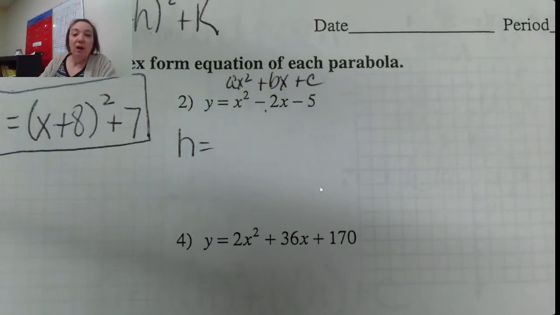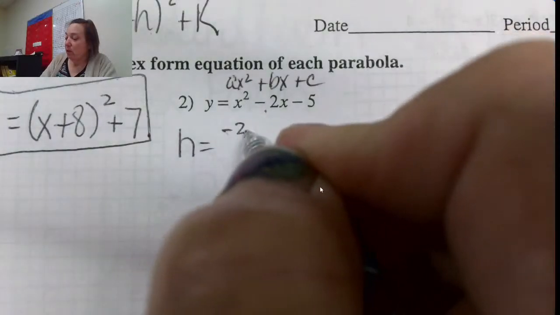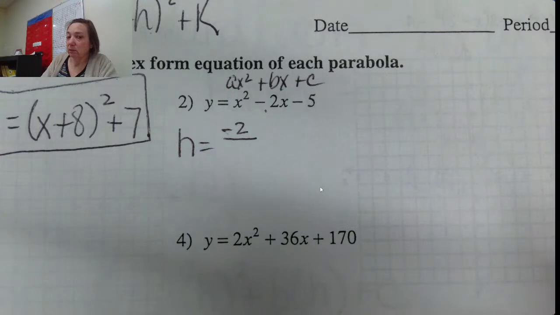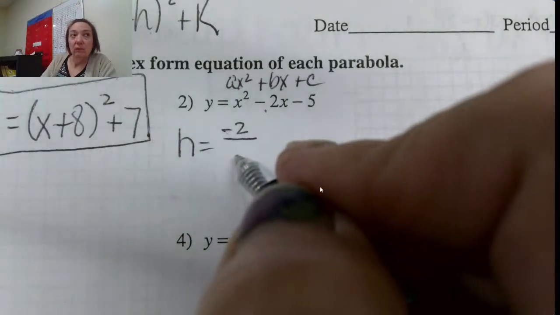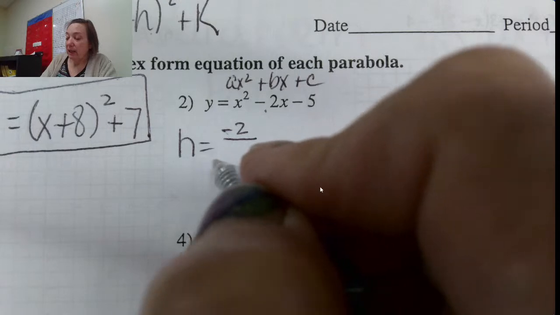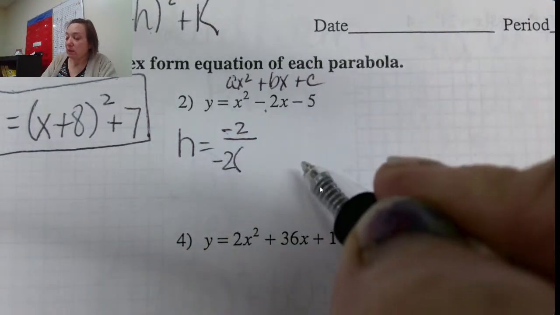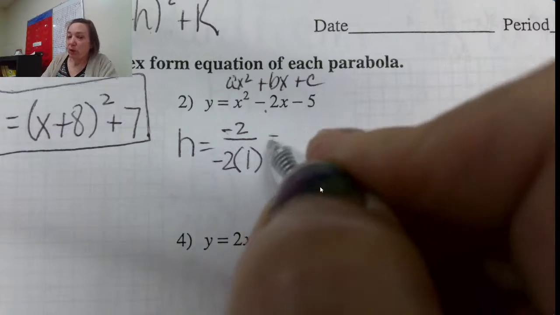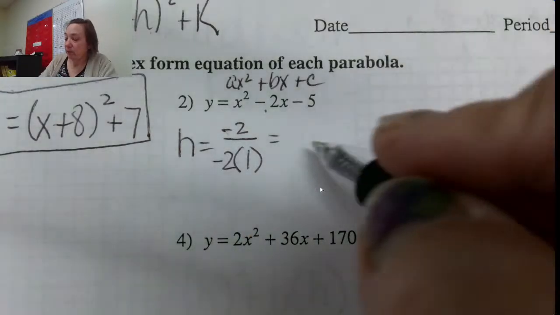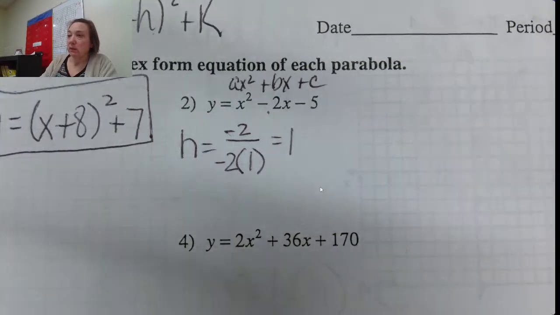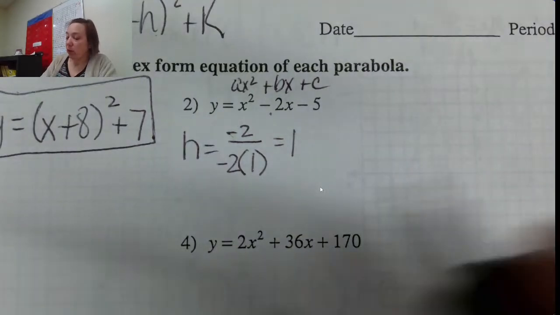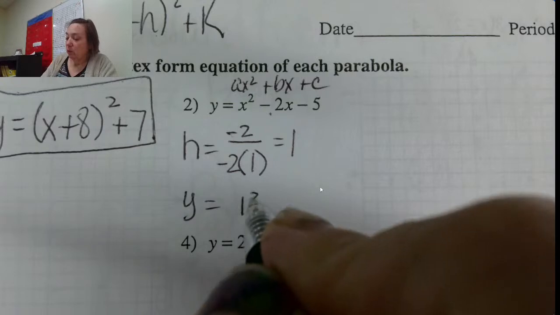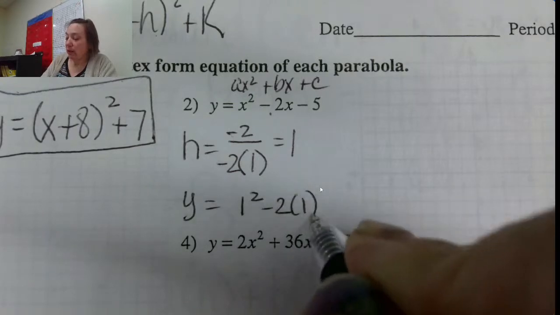So on the h, we're going to have -2 over 2 times 1. What does that give us for h? 1. So our h is 1. So whenever we plug it in, this is what we have, right?